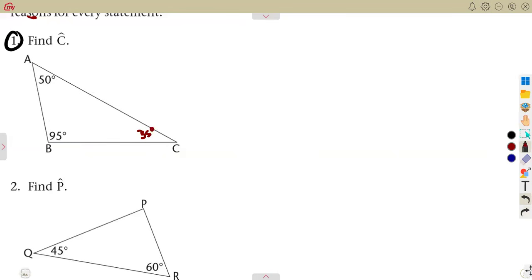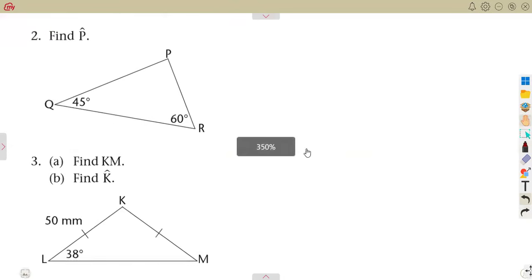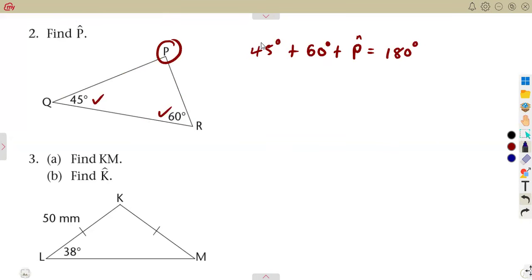Let's consider another question. Number 2, find angle P. There we're given to calculate angle P. This is our P. Again, we are given two angles. So still, it's going to be just like the other part that we had. Angles in a triangle add up to 180. If I add these two angles, the 45 degrees and the 60 degrees, together with angle P, we must obtain the sum of the angles in a triangle, which is 180 degrees. So we are going to have the same reason: angles in a triangle add up to 180 degrees.